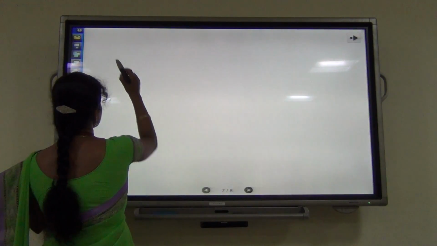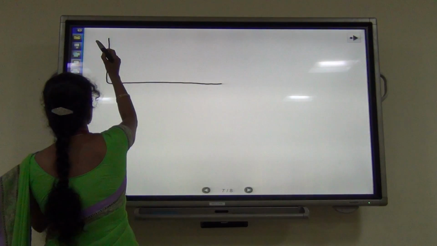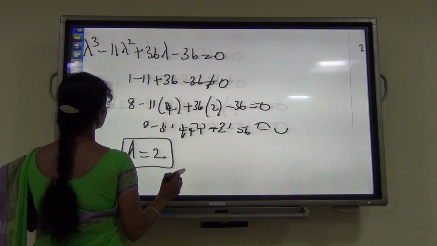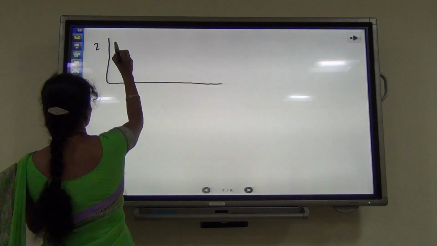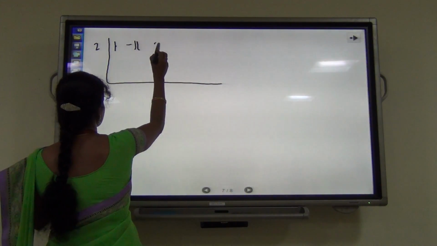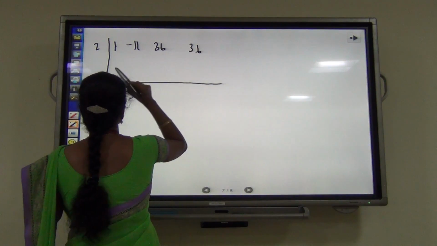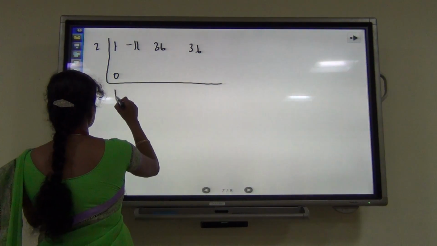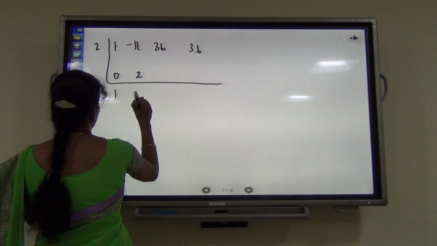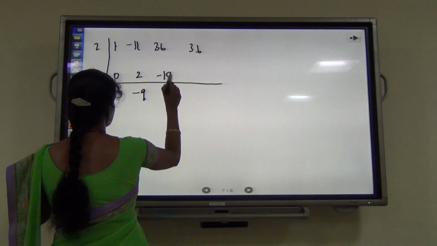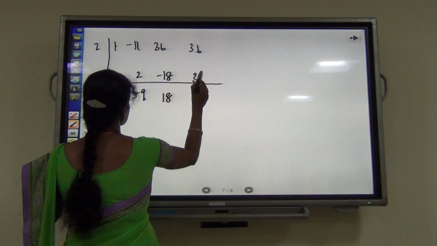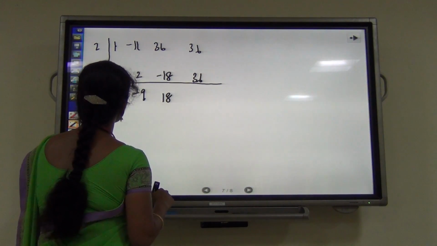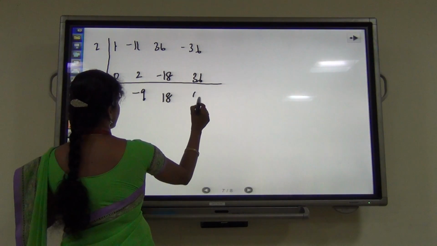So with this lambda equal to 2, let us find the other roots by synthetic division. The coefficient of lambda cube is 1. Coefficient of lambda square is minus 11. This is 36 and minus 36. Adding that it is 1. Multiplying we get 2. Adding we get minus 9. It is minus 18, plus 18. Multiplying, we get plus 18, and adding with minus 36 we get 0.